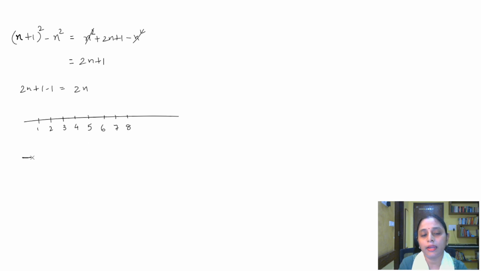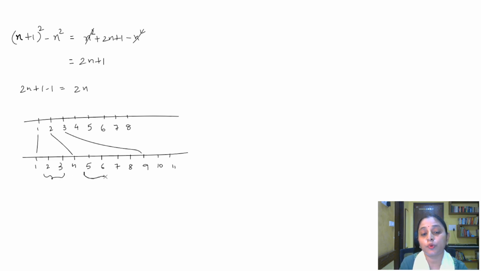If I look at the comparison of that on the number line with the squares: 1, 2, 3, 4, 5, 6, 7, 8, 9, 10, 11, and so on. Now 1 square is 1, right? 2 square is 4, right? And 3 square is 9, right? So you can see that the gap here is progressively increasing. We are trying to understand this gap.